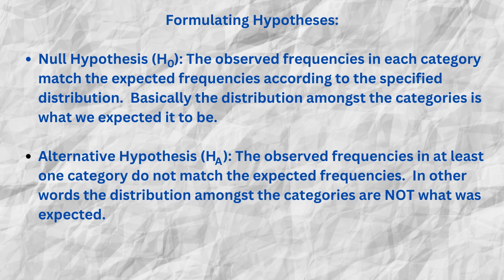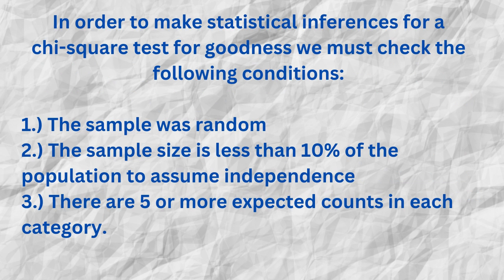Now, in order to make a statistical inference for a chi-square test for goodness of fit, we must check 3 conditions. This is going to be step 2. First, of course, the sample has to be random to avoid bias. Second, the size of the sample must be less than 10% of the population so we can assume independence. And third, there must be 5 or more expected counts in each category.